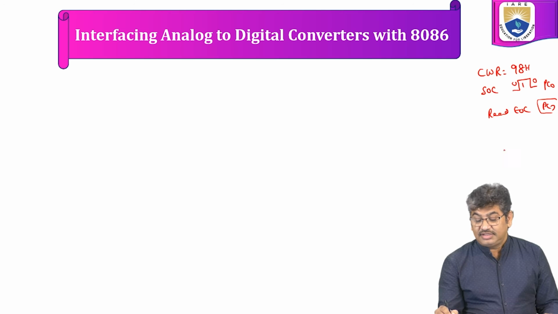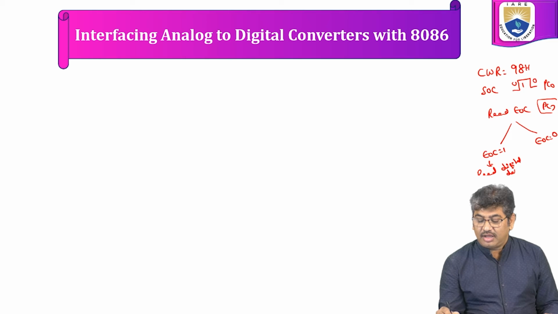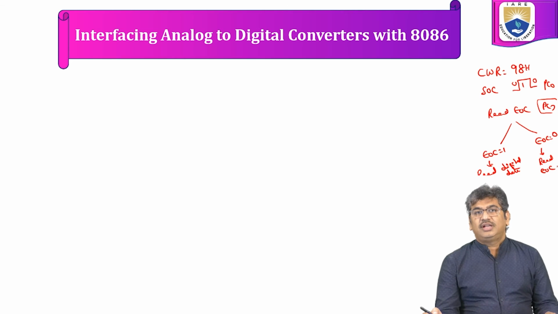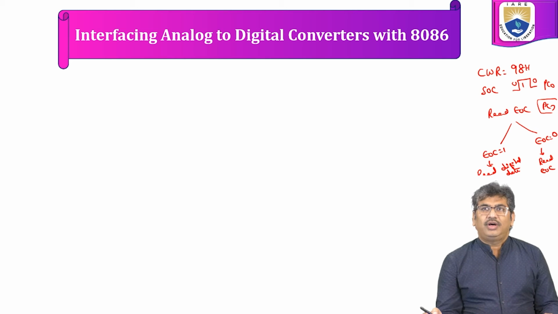Once the EOC signal is generated, we will check whether EOC is equal to 1 or EOC is equal to 0. If EOC is equal to 1, the conversion is done. So the next operation is the read operation for the digital data which is available at port A. If the conversion is not done, we have to redirect again to reading the EOC signal. So these are the basic steps we have to follow for programming 8255 for interfacing ADC 0808 with the 8086 microprocessor.